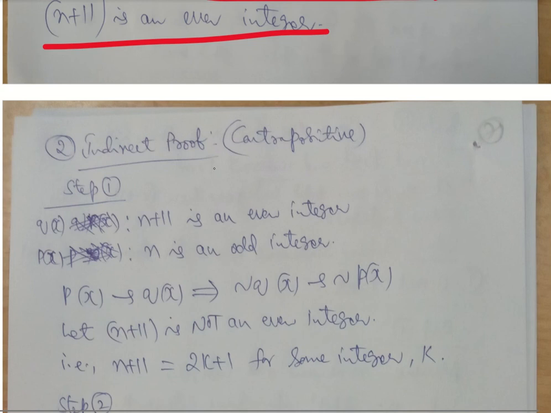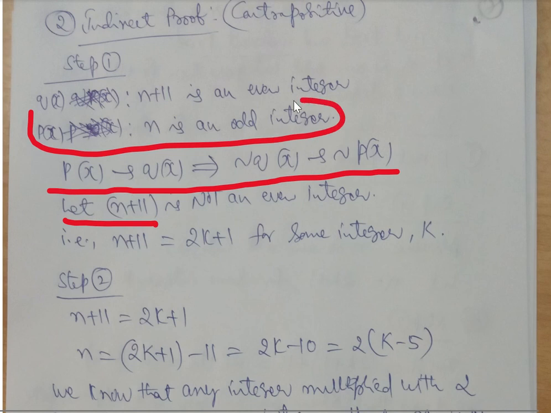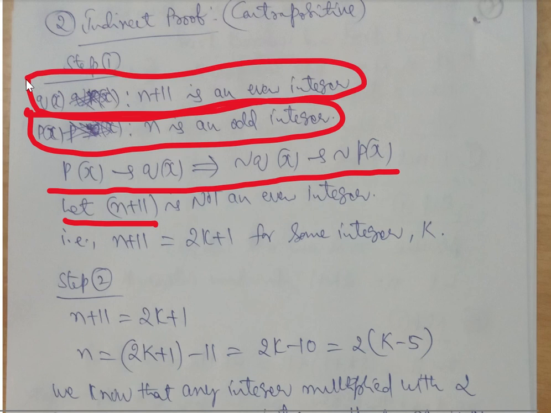Indirect means we'll take the contrapositive of it, then we'll start proving. So what is the contrapositive of P implies Q? It is negation Q implies negation P. So we have taken the contrapositive of P implies Q as negation Q implies negation P. So what is step 1? First assume the integer, whether it is an even integer or an odd integer. So what is P? We assume now P of x is n is an odd integer, Q of x is n plus 11 is an even integer, same P, Q, there is no change.